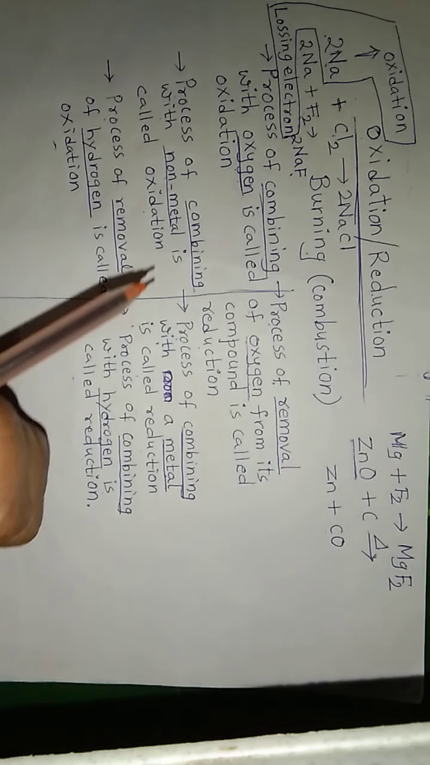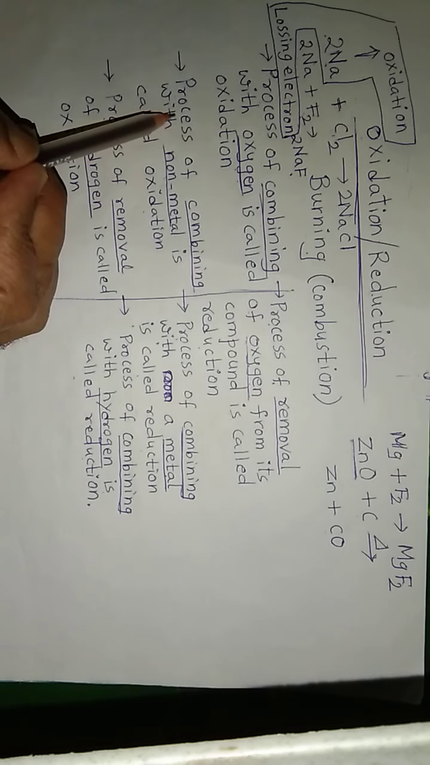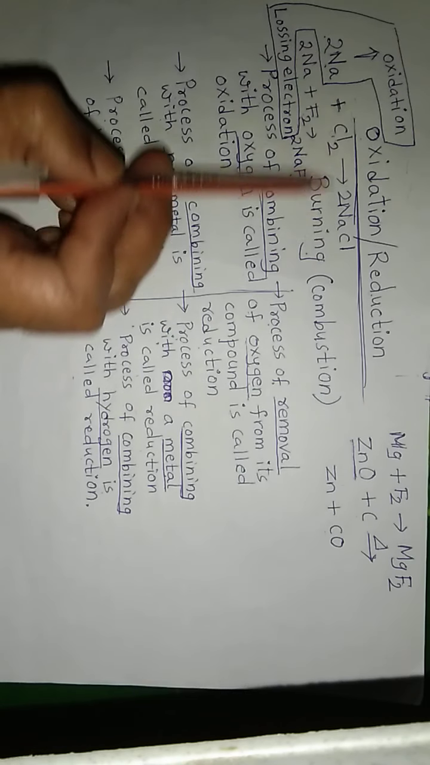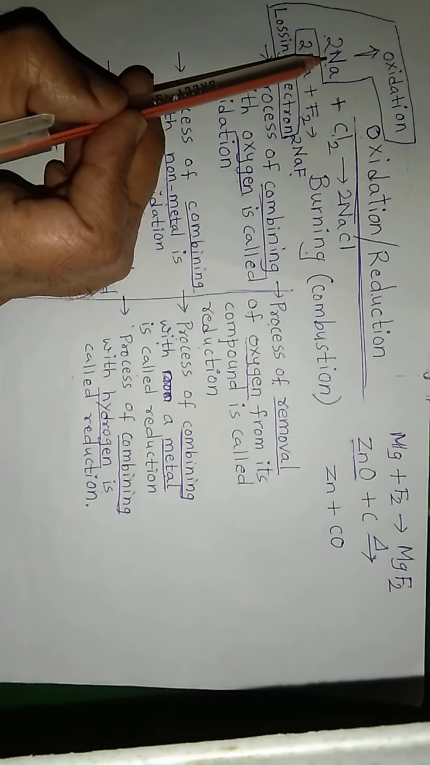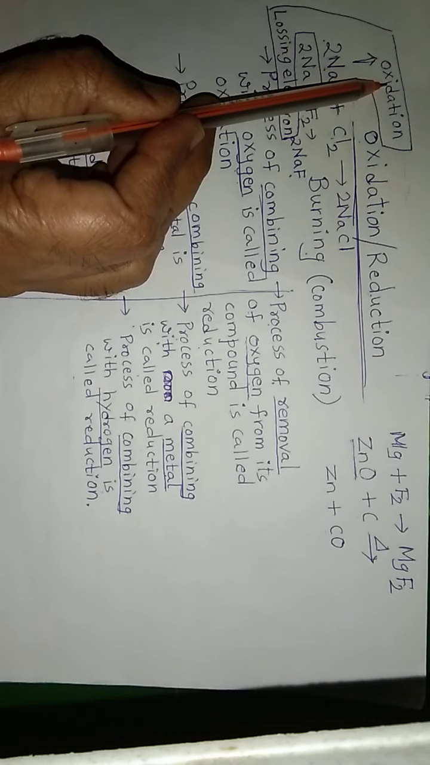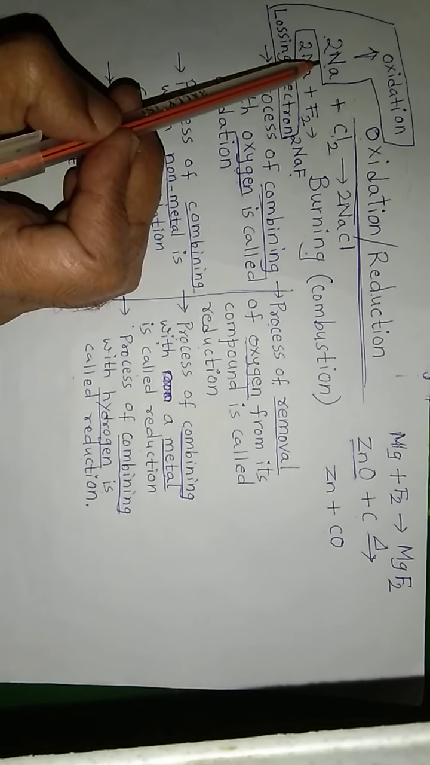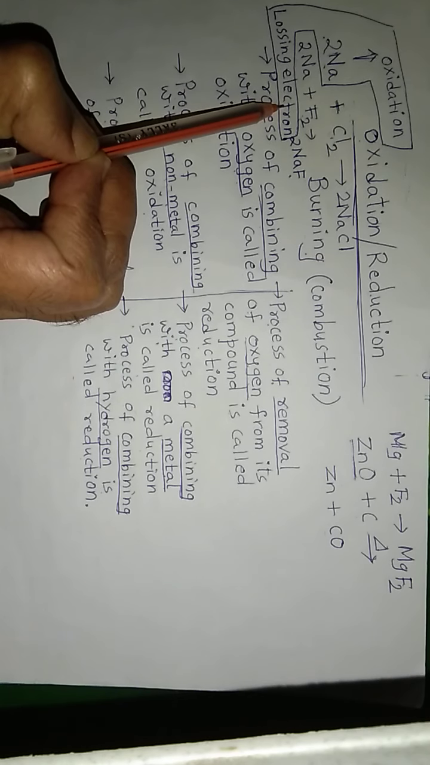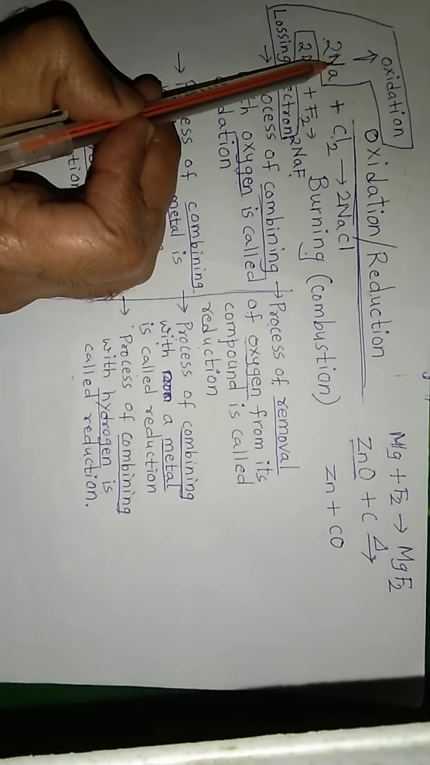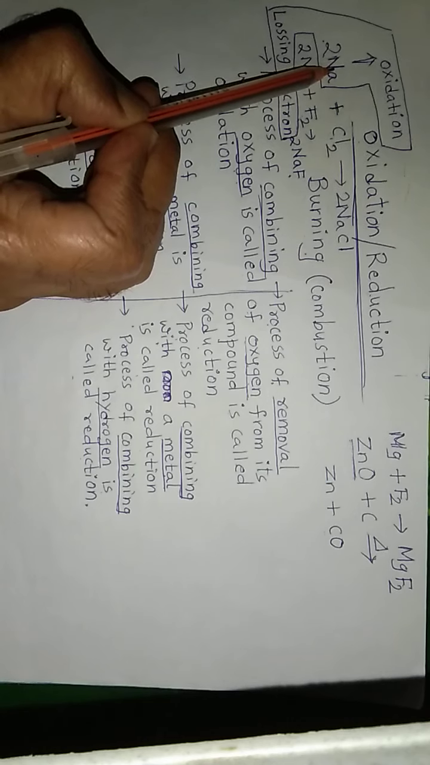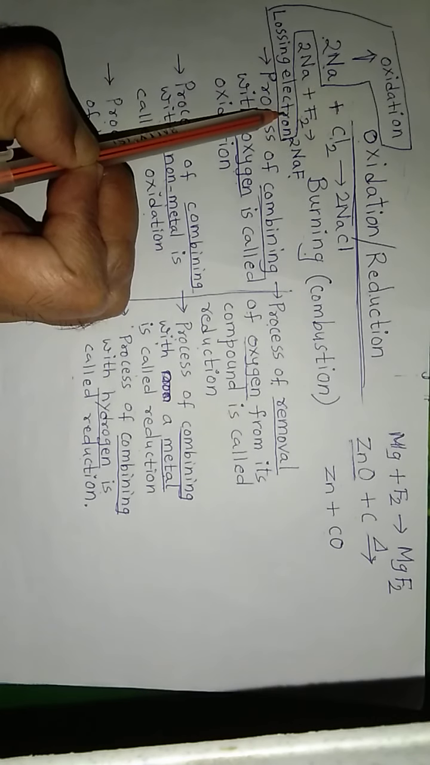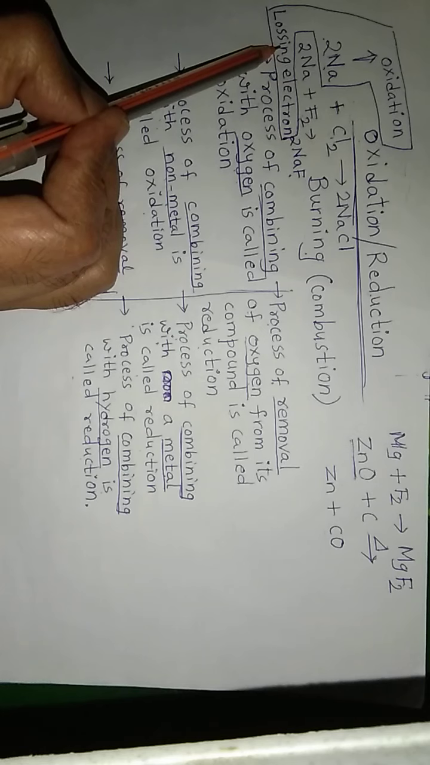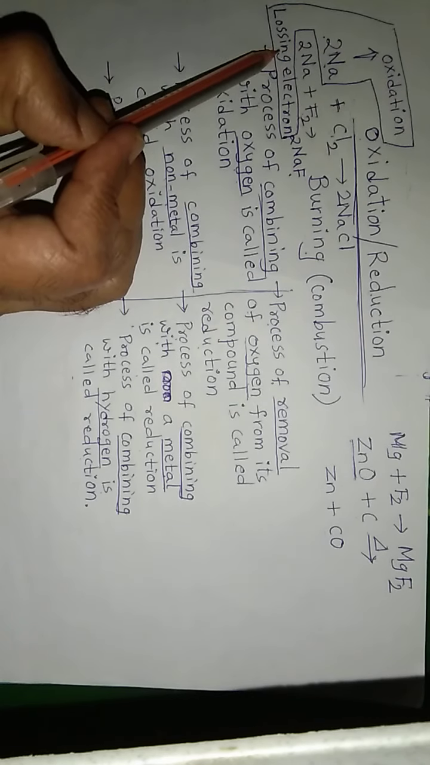Now recollect the definition of oxidation. Second definition: process of combining with non-metal. Who is combining with non-metal in this reaction? Sodium. It means that sodium is undergoing oxidation. And much later it was found out that in this reaction sodium is losing an electron. So please remember, sodium is undergoing oxidation, sodium is losing an electron. A equal to B, A equal to C, so obviously B equal to C.